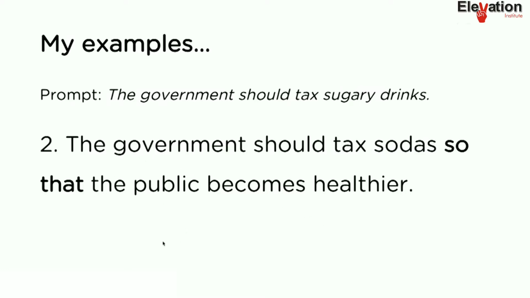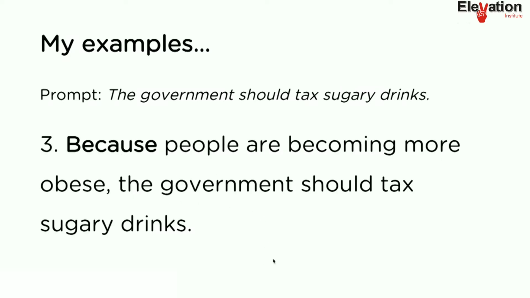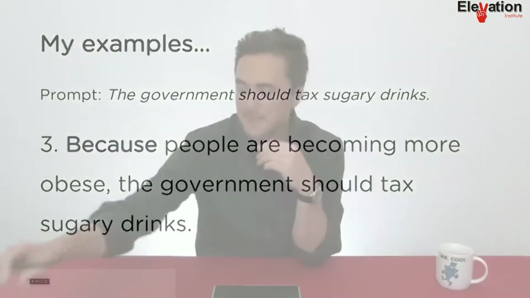What about so that? The government should tax sodas so that the public becomes healthier. Okay, again, I've got 2 simple sentences, but I've created a complex sentence using so that. What about number 3? Using the word because at the beginning of the sentence. Because people are becoming more obese, the government should tax sugary drinks.